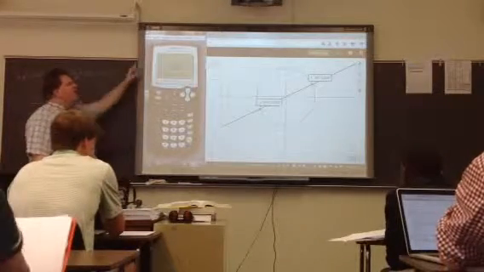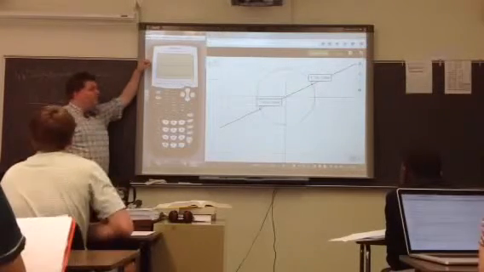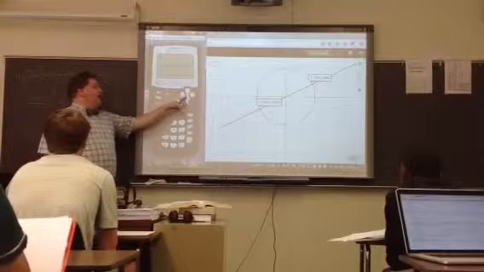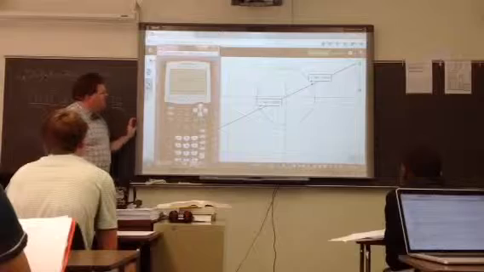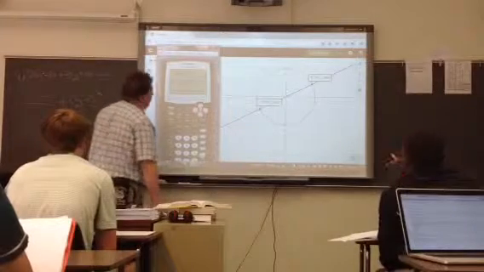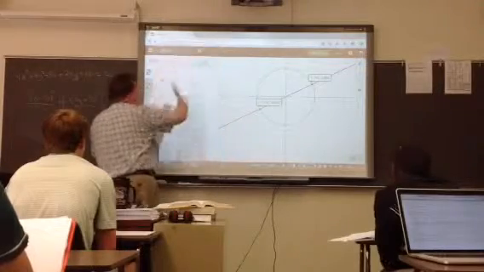Now, do keep in mind here, if I've got more than one graph, I'll have to choose the correct graph for finding the intersection. You can do that by just scrolling with this right here. That lets you scroll through all 3 graphs. Okay? Any questions? Yeah, we got it. Alright. Good stuff.